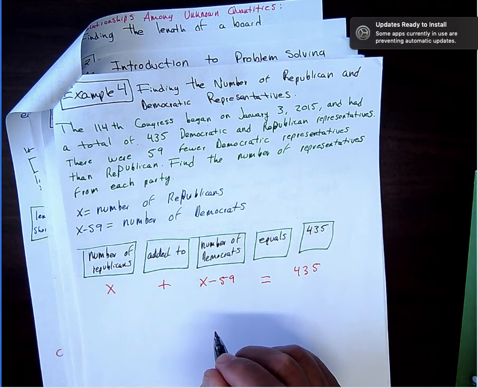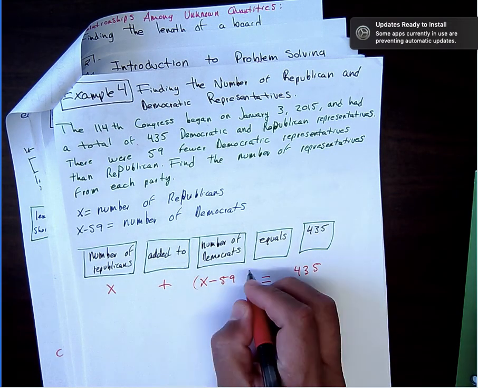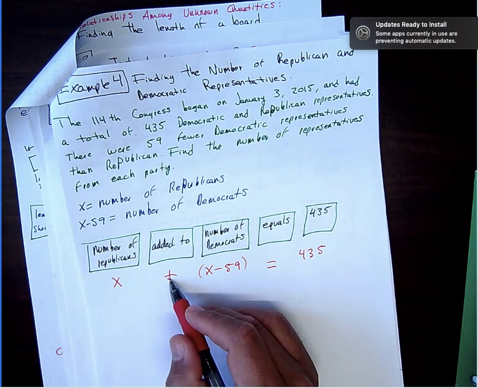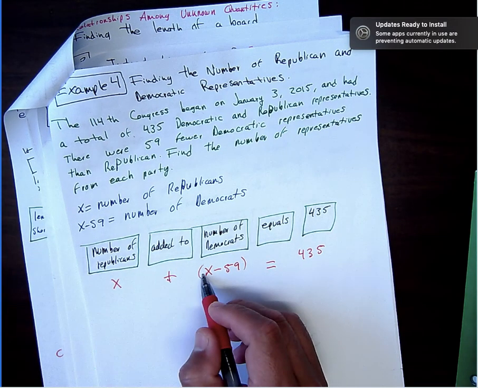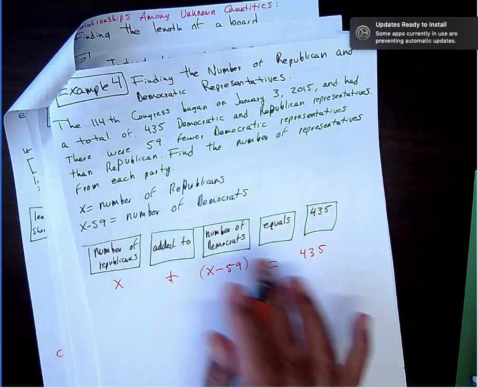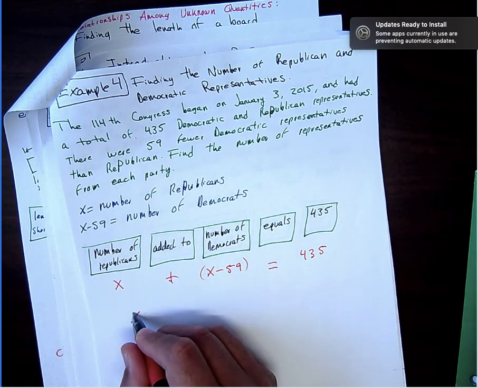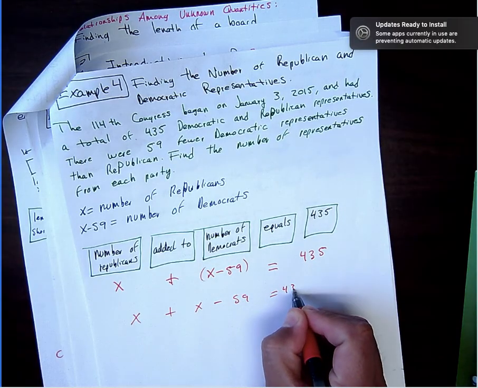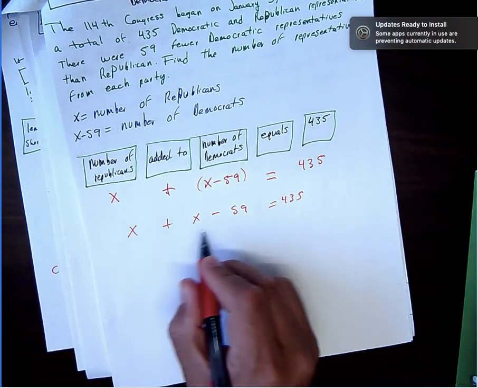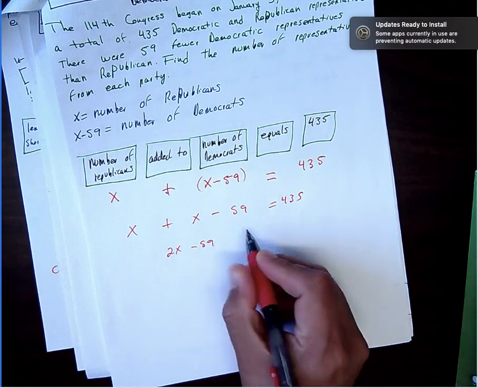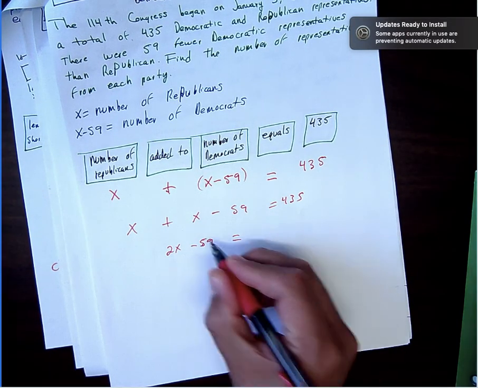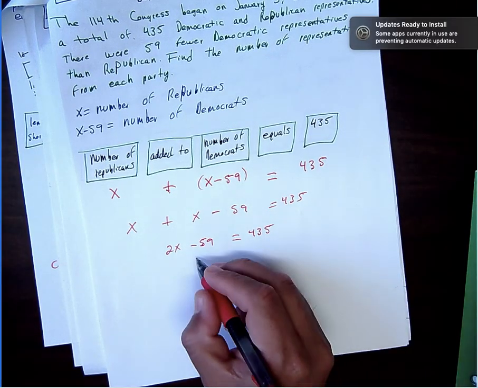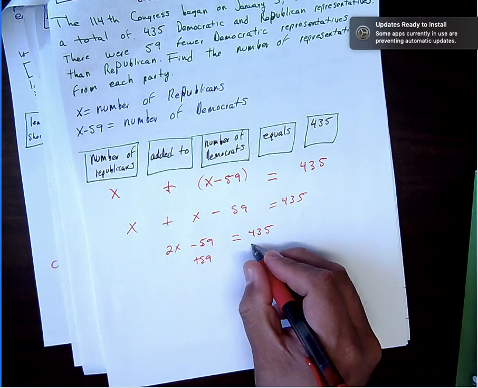Okay. So once you have that, this goes in parentheses even though nothing happens to it, but just make sure, because if this was subtracted, then this will change. But in this case, it's not going to change. So let's solve for x. So this is 2x minus 59 equals 435. So plus 59.